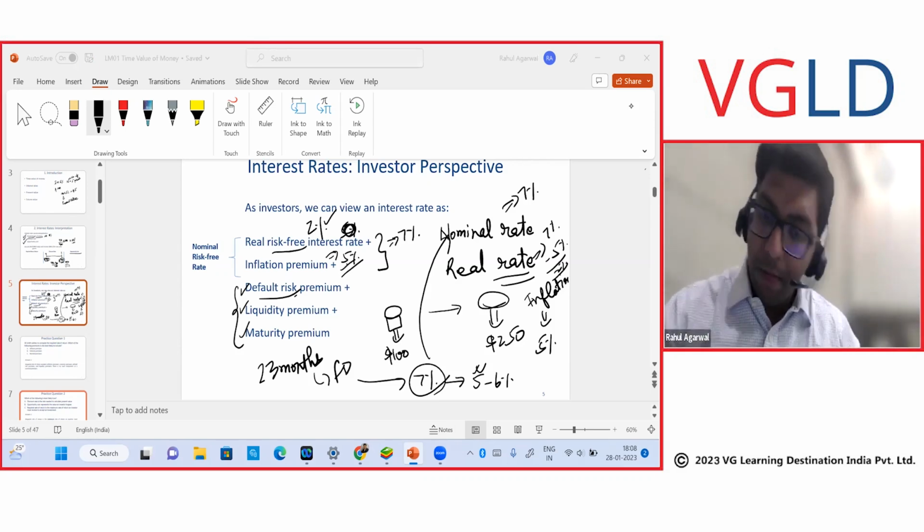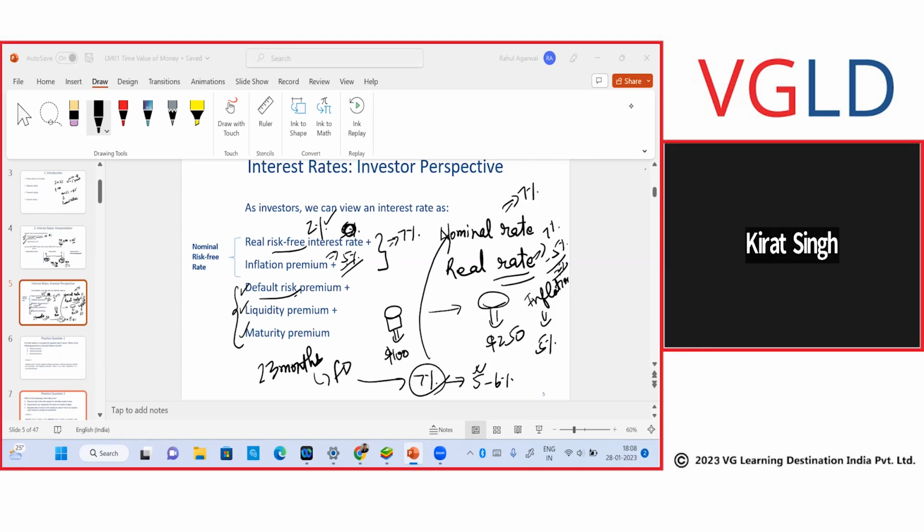Exactly, uncertainty goes up. Sir, I have one doubt: what is the difference between default and maturity?